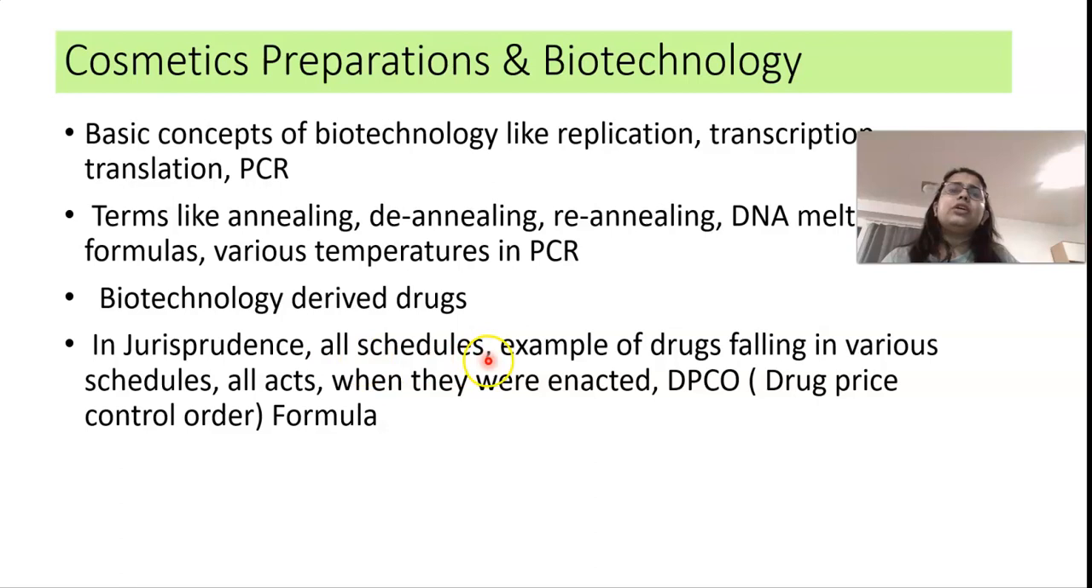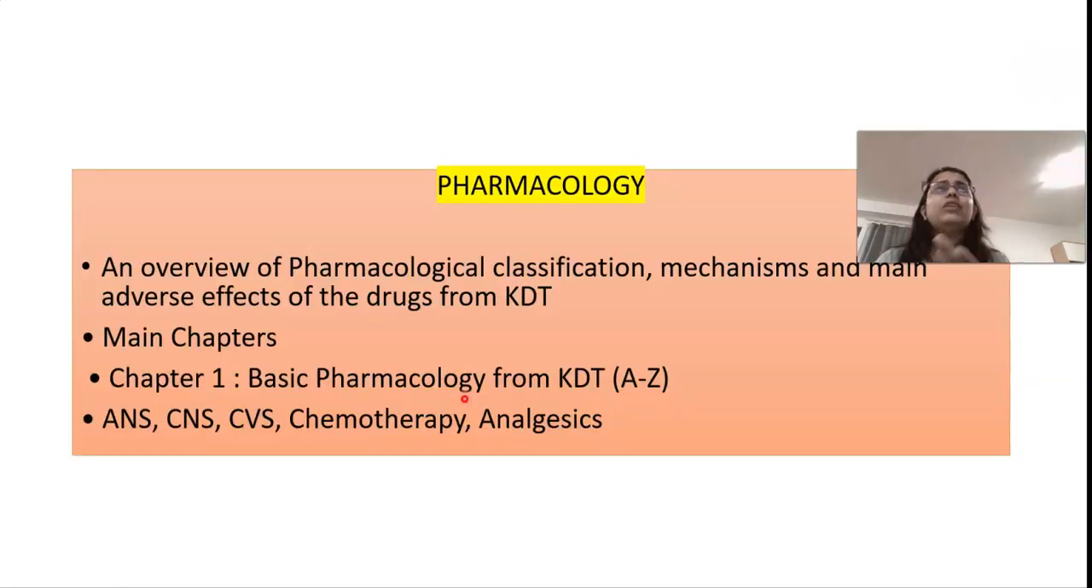In jurisprudence, you have to read about all the schedules, don't leave any schedule. From A to Y you have to read all the schedules. Then all the acts, and you have to remember them with their years. And DPCO, in DPCO you have to remember the formulas, that is important.